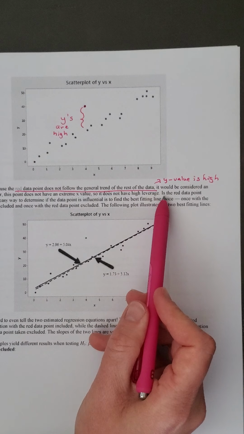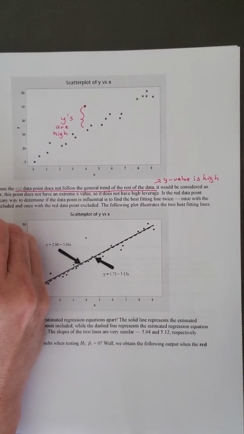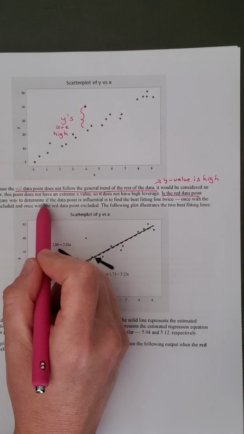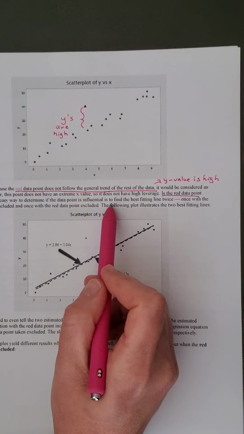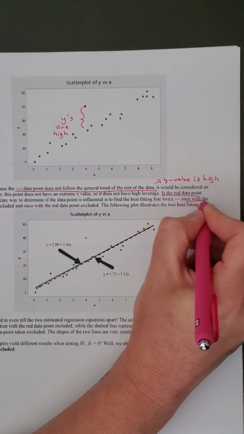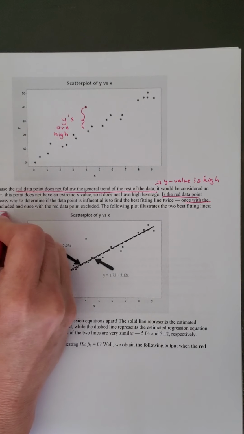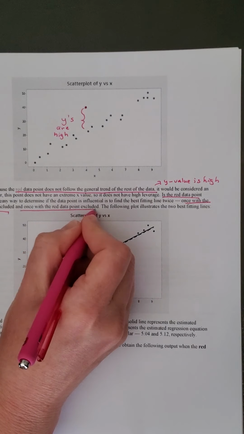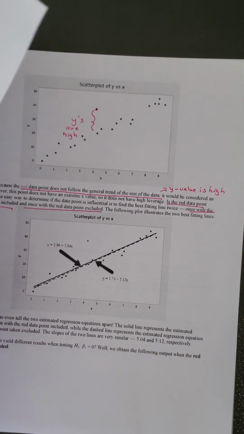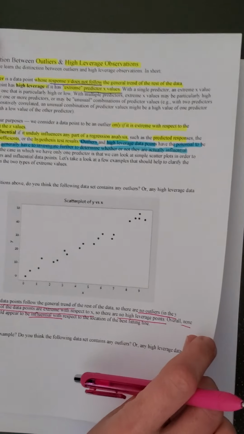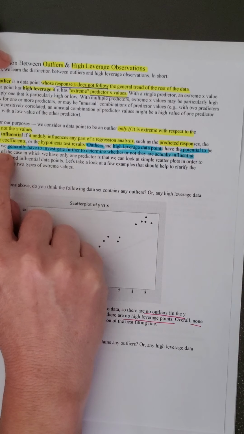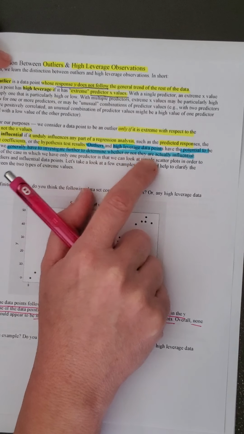Now, is the red data point influential? An easy way to determine that is to find the best fitting line twice. Once with the red data point included and once with the red data point excluded. So when they said you have to do some more investigation, I'm going to go back to here. It says, generally we have to investigate further.